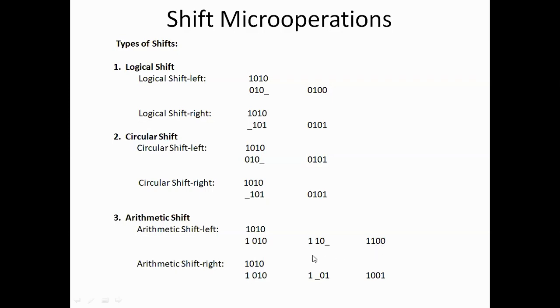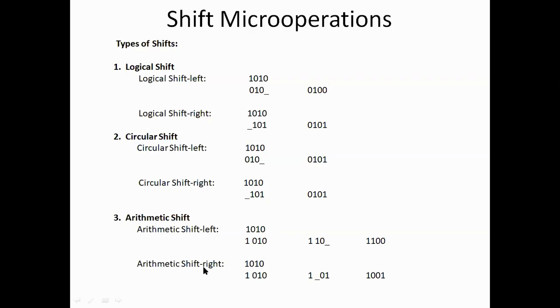So from this, we should also remember that whenever we do arithmetic shift left, the number is multiplied by 2. So this was minus 2. This becomes minus 4 by arithmetic shift left.